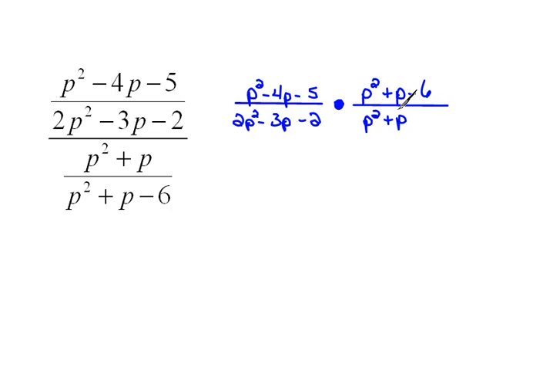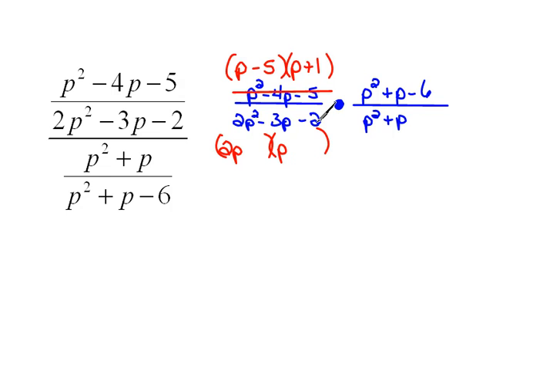Now we're down to what we did before. In order to multiply these, we need to see if there's anything that we can cancel first. So we're going to factor the top, this first numerator, and that will factor into p minus 5 times p plus 1. For our denominator here, we could do the product sum method, although this one is not too bad to do trial and error. I'm going to break the 2p squared up into 2p times p.